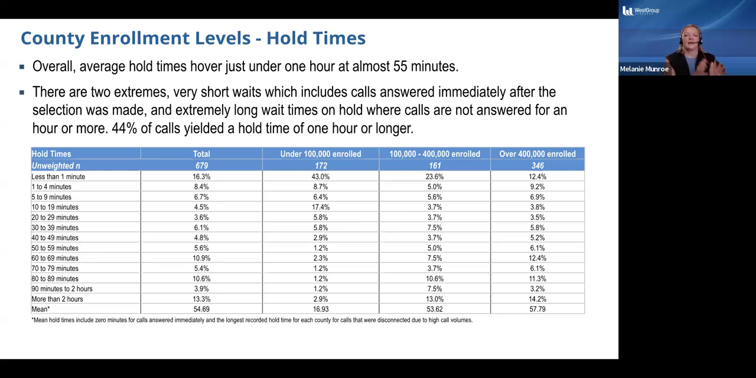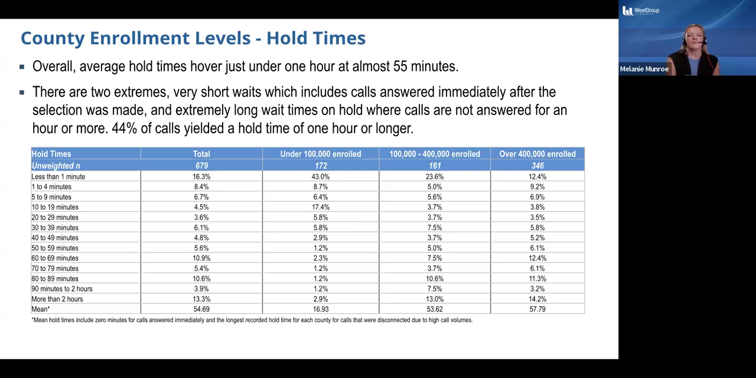And we had counties like Alameda County that had some long hold times but also had a high percentage of our calls dropped due to the high call volume message that were then disconnected. And all of those calls, the longest hold time we had was under 90 minutes. So for some of those experiences, it seems like that county's protocol might be to send people to disconnect after 90 minutes. Overall, the average hold time was about 55 minutes.